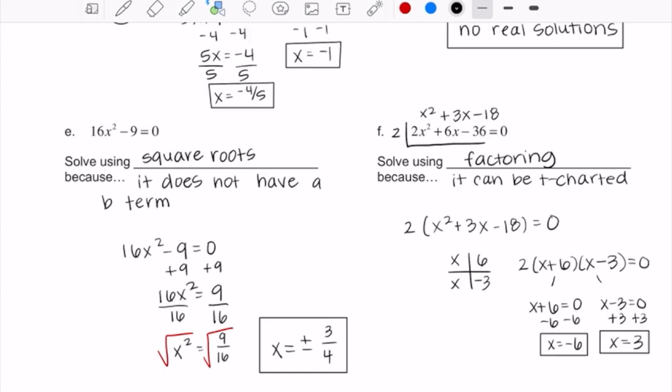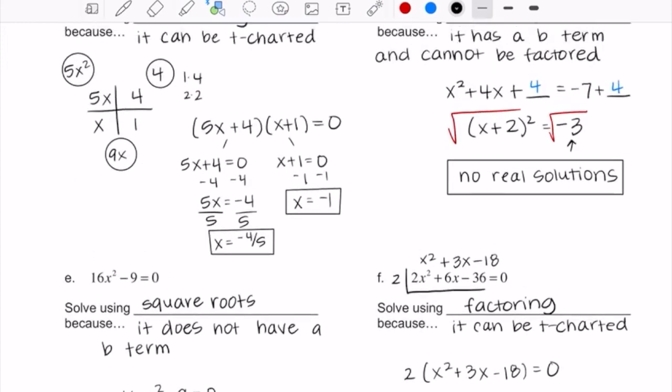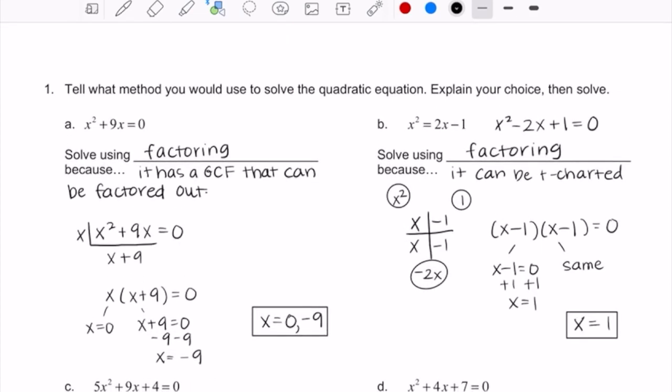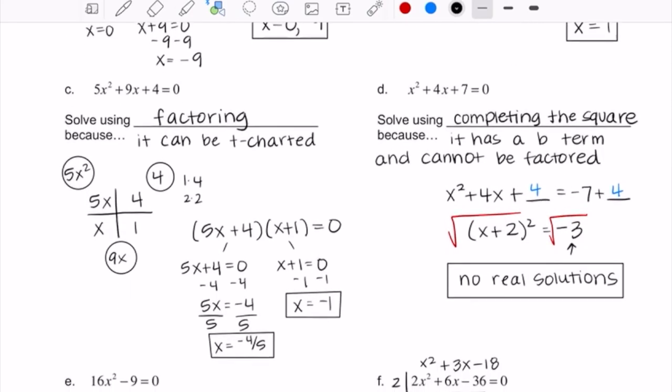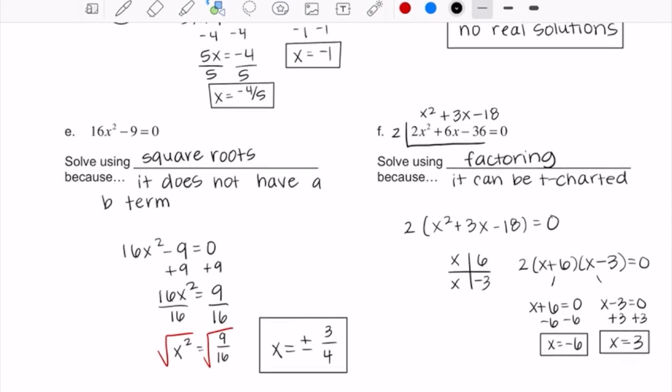Before we finish for today, it's worth pointing out that none of these had the quadratic formula as the best method, and that's worth noticing. Usually the quadratic formula is only the best method when nothing else works, and part of that is because the quadratic formula takes the most time when it comes to plugging in your a, your b, and your c values.